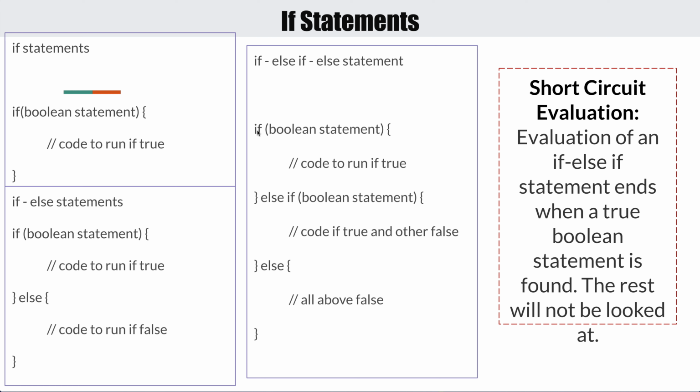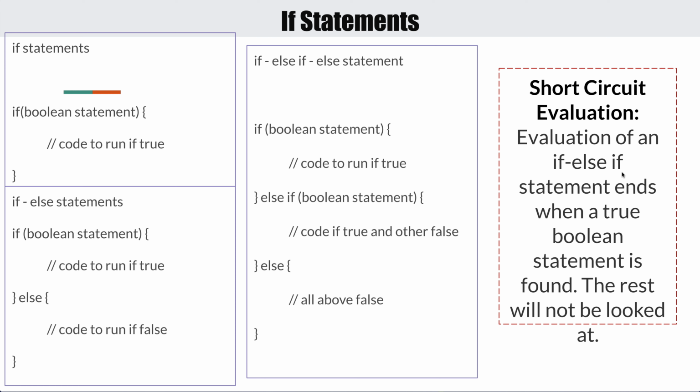So this one would be, if this statement is true, run this. If it's not, let's look at the next else if. Okay, else if this statement is true, run this one. If not, go all the way down to the else statement, which will run if all the ones above it are false. Now this brings in another important concept called short circuit evaluation. And this is the evaluation of an if statement.